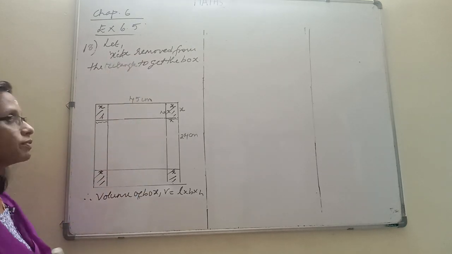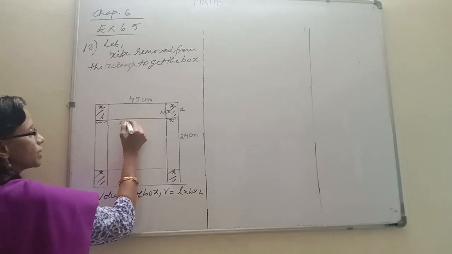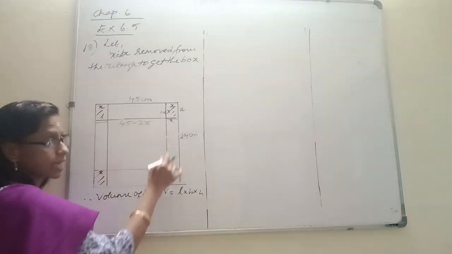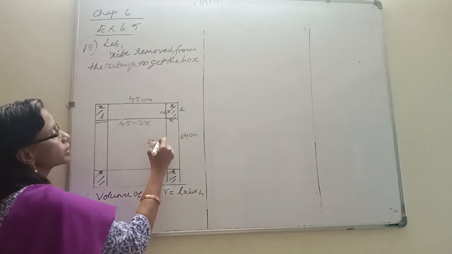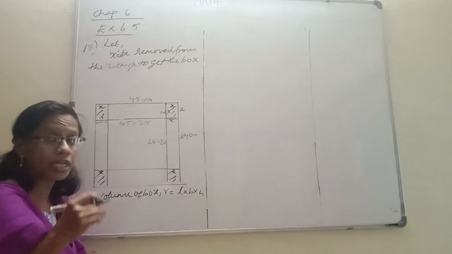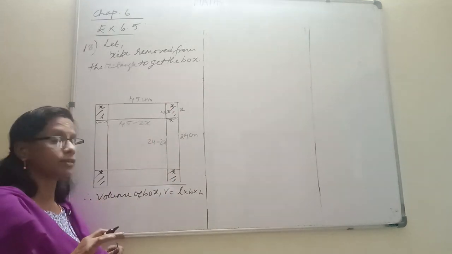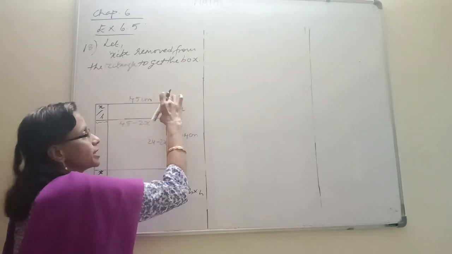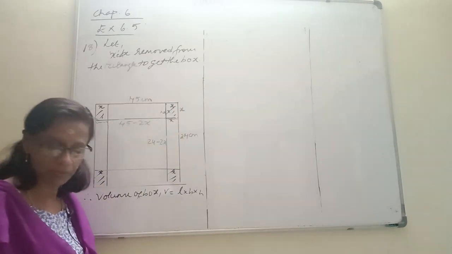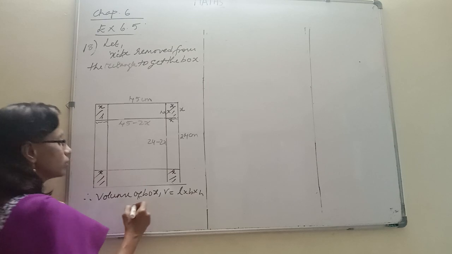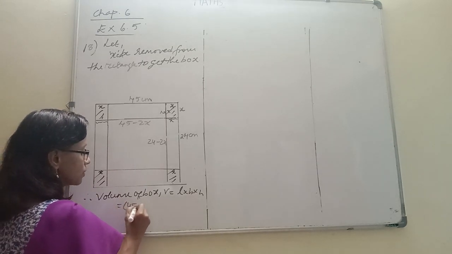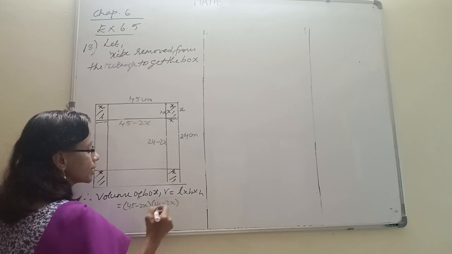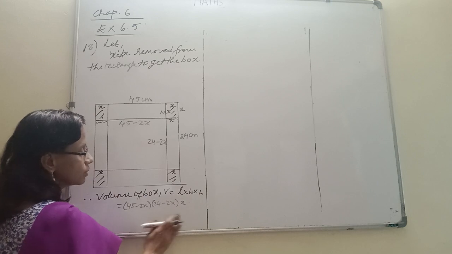As we did before, we can get the length over here. It's 45 minus 2x, because x from here is going, and the width, which is actually 24, has x from here and x from here going, so x plus x, 2x. The width is 24 minus 2x, and the height, as we did in the previous problem, is x. So the dimensions are 45 minus 2x, 24 minus 2x, and x.